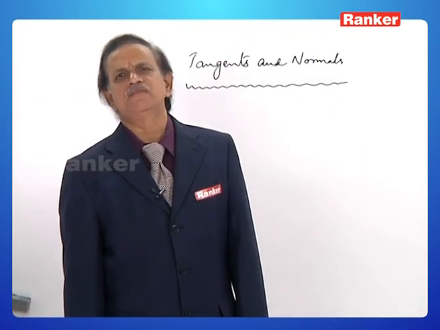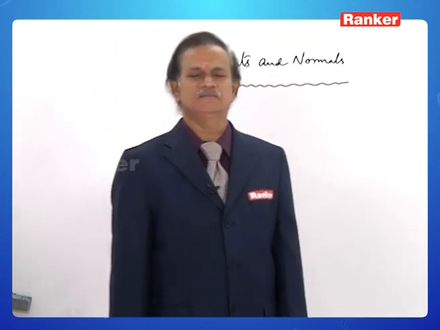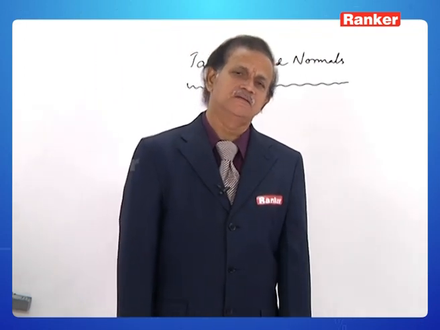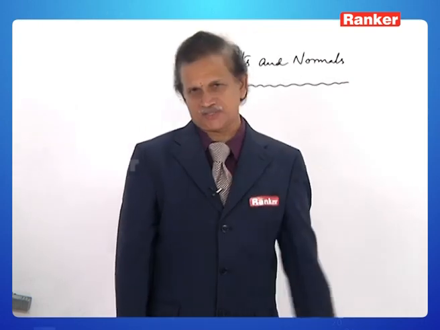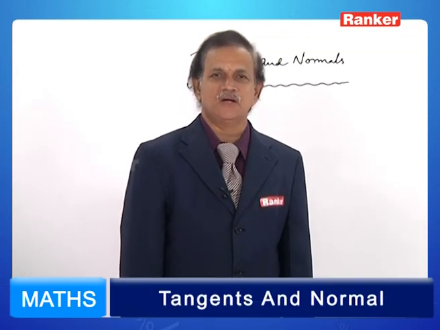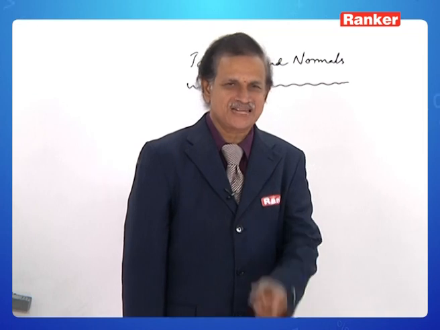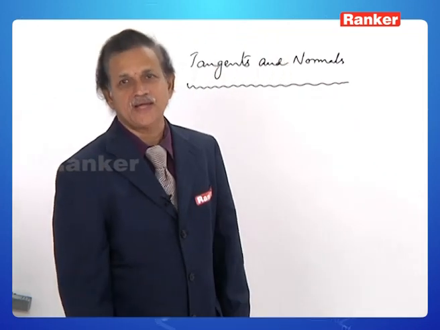First of all, what do you mean by a tangent? If a particular curve is given, the line which meets the curve at exactly one point is called a tangent.